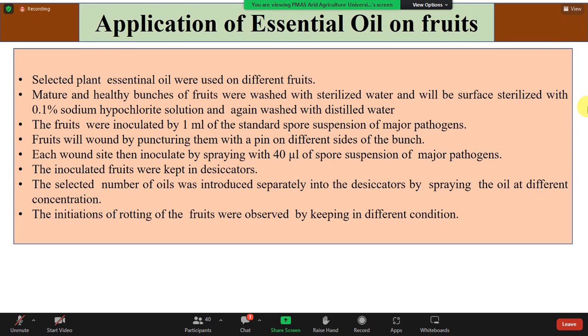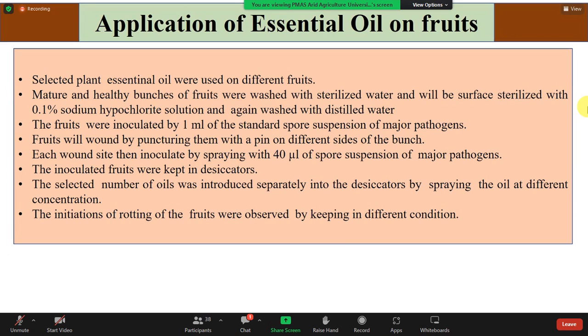The last step: in our labs we perform extraction, then we perform screening, then we determine which compound is important and which compound serves as an active ingredient.